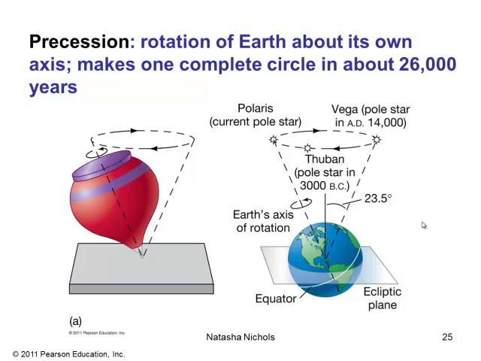It is caused by torques, twisting forces on the Earth due to the gravitational pulls of the moon and the sun, which affect our planet in much the same way as the torque due to Earth's own gravity affects a top. During a complete cycle of precession, about 26,000 years, Earth's axis traces out a cone.